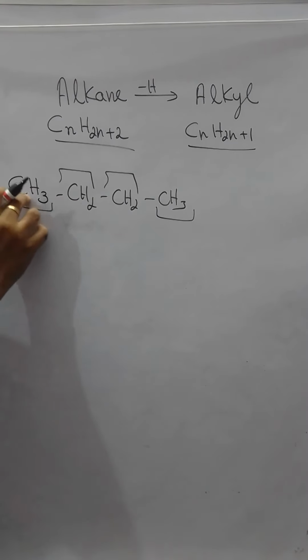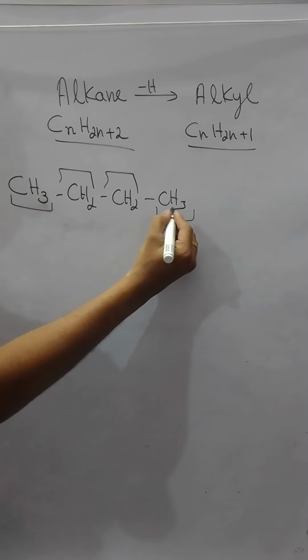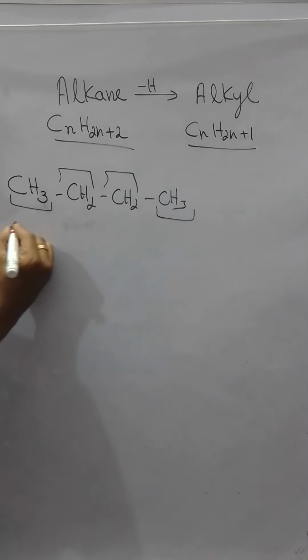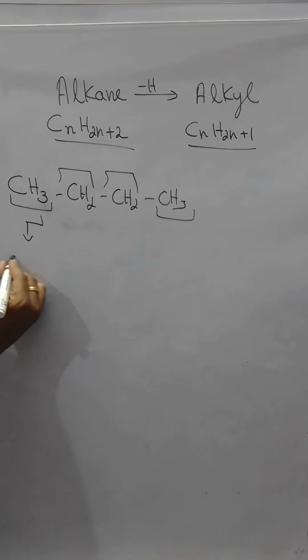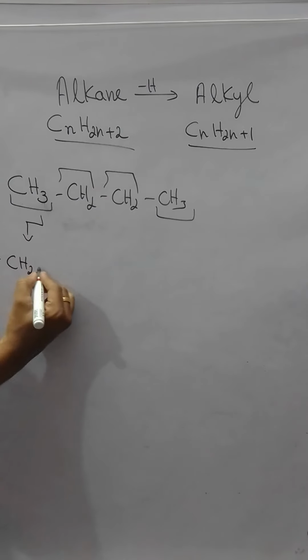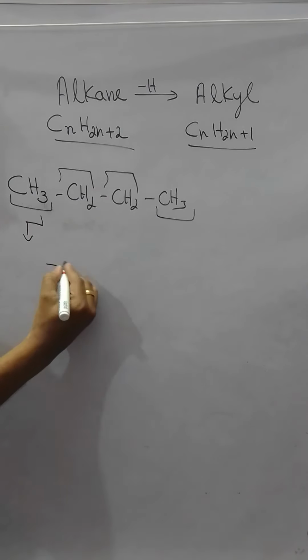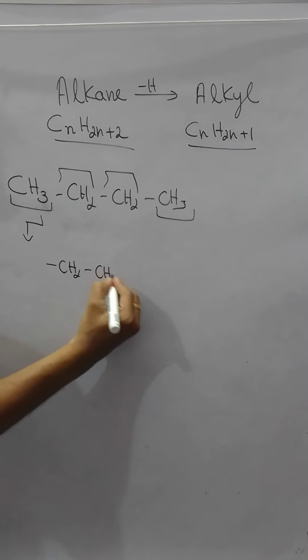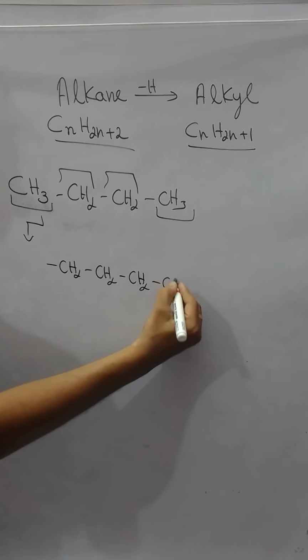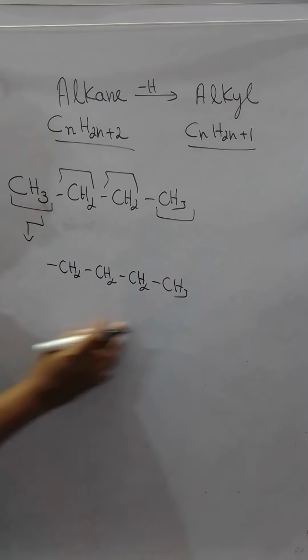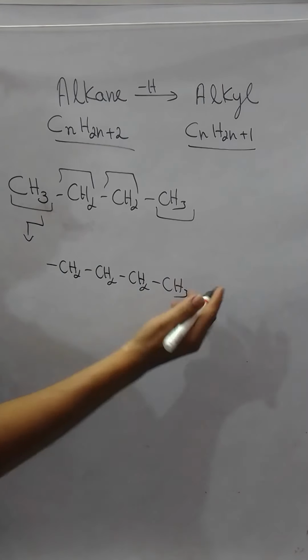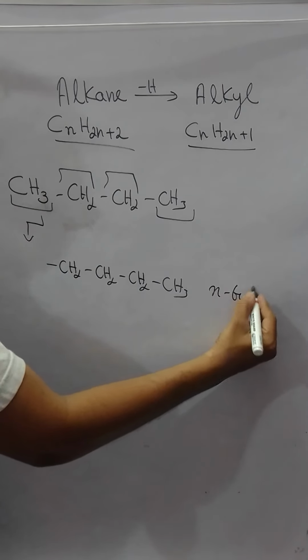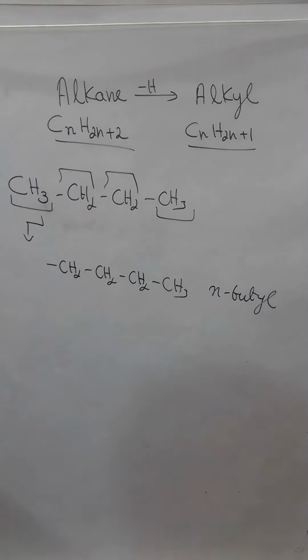Okay. Now when I remove hydrogen from here, the first one, this will be my CH2, CH2, CH2, CH3, straight chain butane, butyl, N-butyl. This is my N-butyl over here.